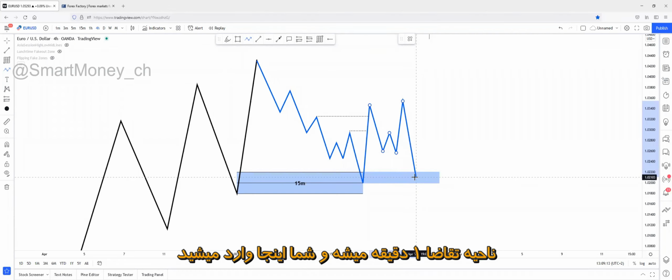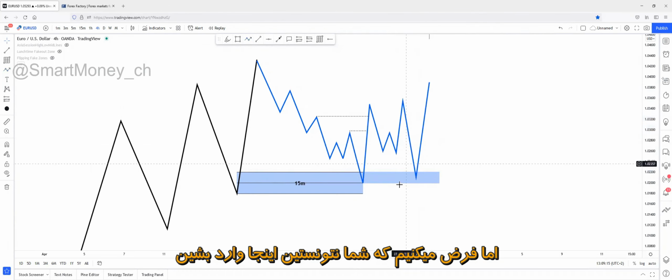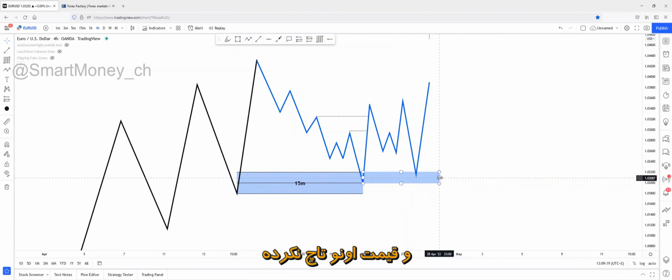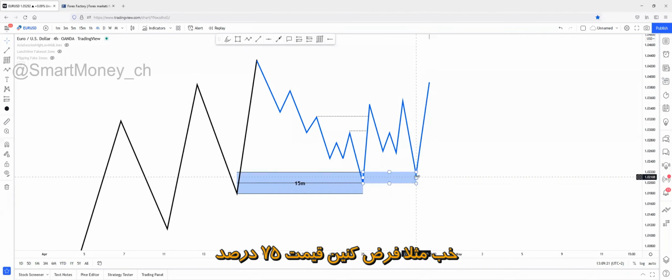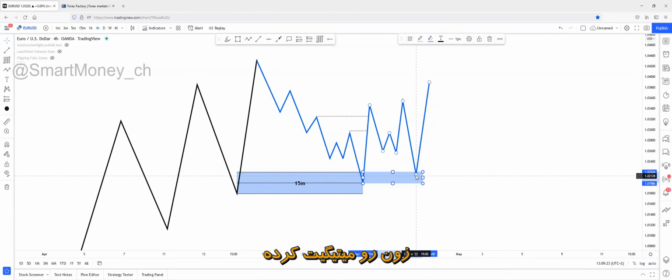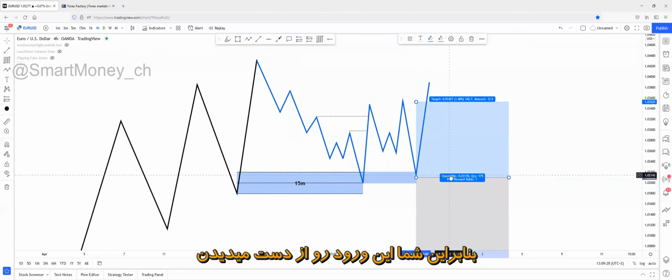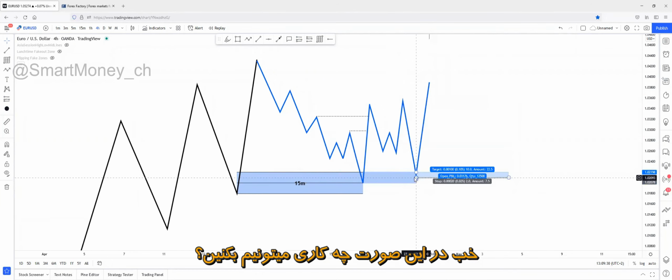So you enter here. But let's say you can't enter here because your entry was a bit below where price actually touched this demand zone. So let's say it mitigated the 75% of this zone, and your entry was on the 50% of this zone. So you've missed this entry. Okay, what can you do in this case?